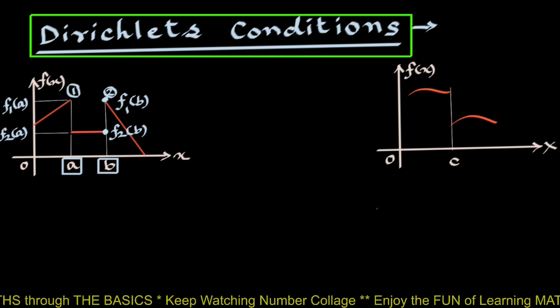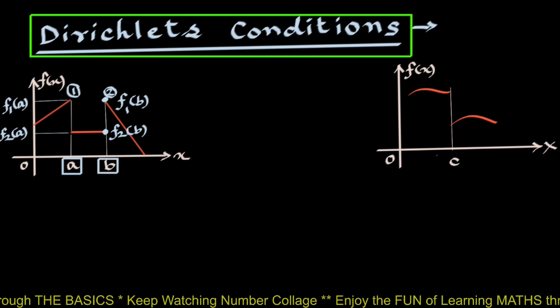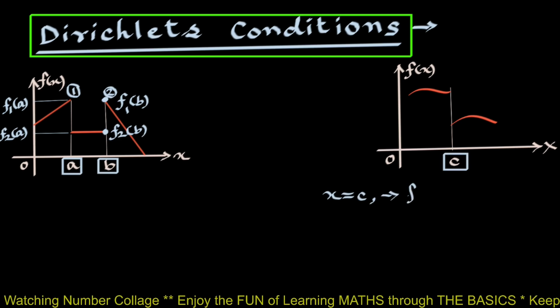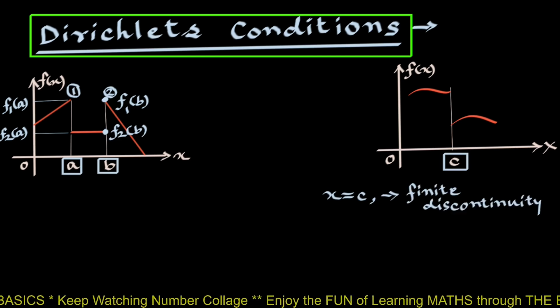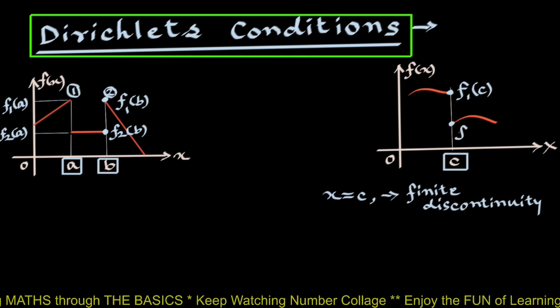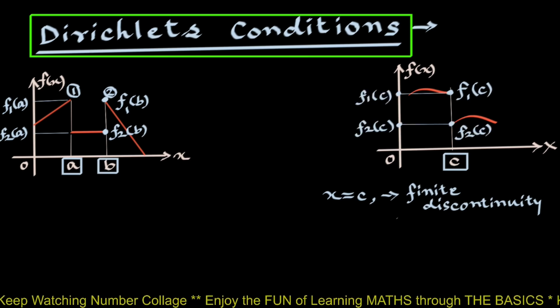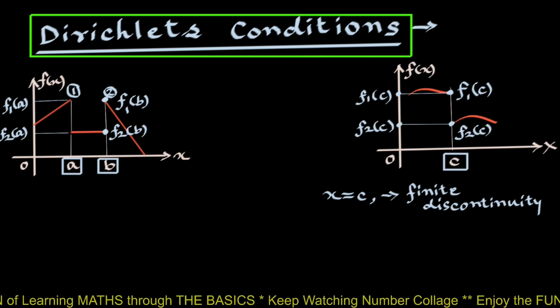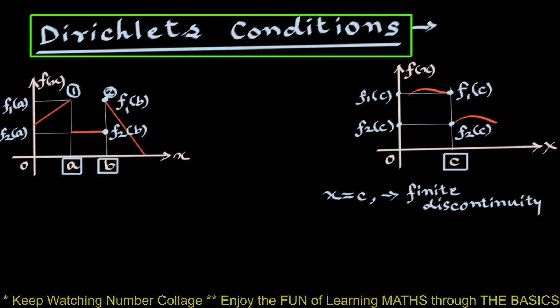In case of the second graph of function f(x), x equals c is a point of finite discontinuity, because the graph breaks at f1(c) here and f2(c) here. Therefore, in this case, expansion of f(x) as a Fourier series is possible.